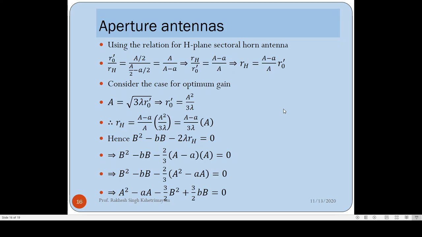So you plot the gain with respect to a and you find out what is the optimum value of the gain. And it turns out to be square root of 3 lambda R naught dash. And from here you can find out R naught dash is a square by 3 lambda. And you also have Rs is equal to capital A minus a divided by capital A R naught dash. Just replace this R naught dash as a square by 3 lambda here. What do you get? Rs is equal to this and this cancel out. So Rs is equal to capital A minus a divided by 3 lambda capital A.